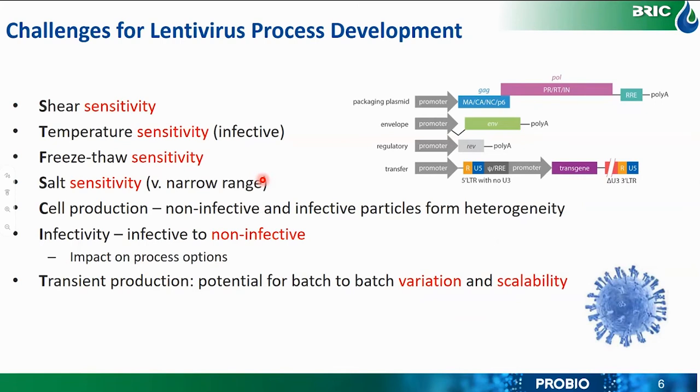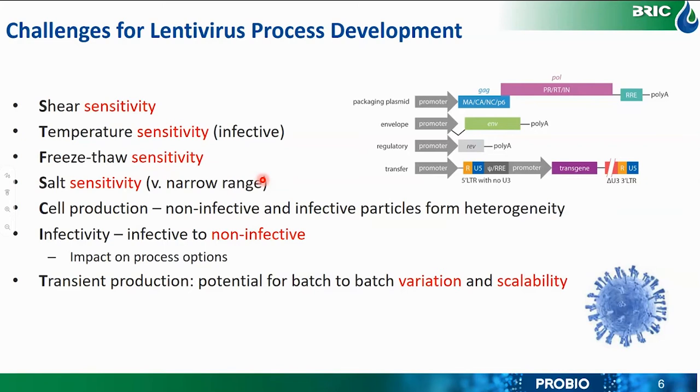The viral vector is very sensitive to shear. The temperature is also very sensitive, because the viral vector is not suitable to store for a long time. Freeze-thaw sensitivity is also tricky, because when you are using the viral vector, you need to avoid freeze-thaw. The viral vector is also sensitive to salt. During downstream purification, you need to consider the salt concentration, because high salt concentration may impact the function titer of the viral vector.